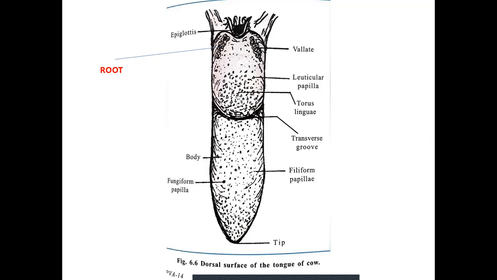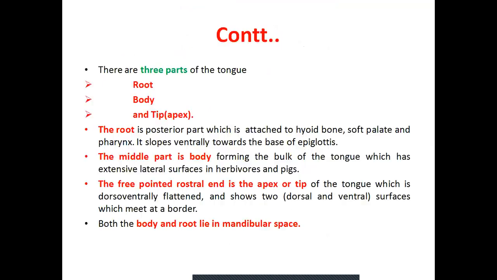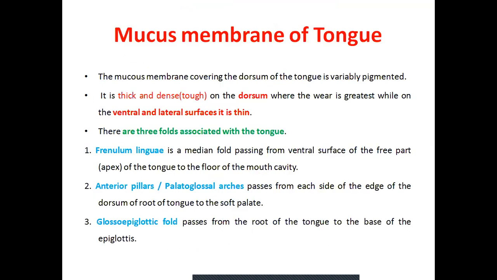So the body has the dorsal surface, ventral surface, and also the lateral surface. If you look at the mucous membrane of the tongue, this mucous membrane entirely covers the dorsum of the tongue, that is the dorsal surface of the tongue, also called dorsum linguae. This mucous membrane is rough and thick on the dorsal surface.